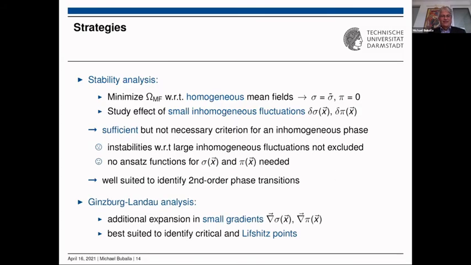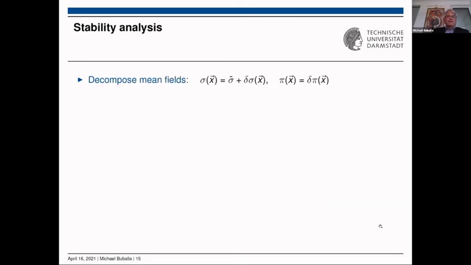Now, the Ginzburg-Landau analysis, which we also performed and which I will not explain here in detail, is very similar. There's just one additional thing. In the stability analysis, we assume that these fluctuations are small in amplitude, but we don't make any assumption about the gradient. So they could still have large gradients. In the Ginzburg-Landau analysis, we also expand in small gradients. This has the advantage that this method is very well suited to identify the critical and Lifshitz points, as had been done by Nickel in the paper I mentioned in the beginning. But now let's go a bit more into detail on the stability analysis.